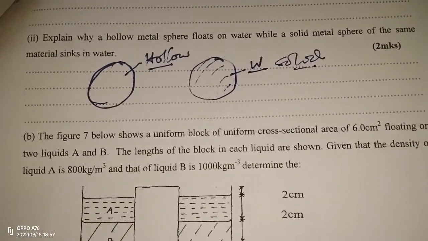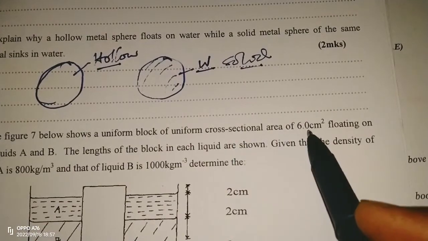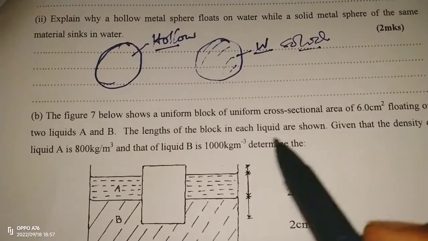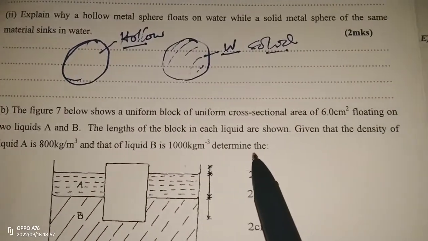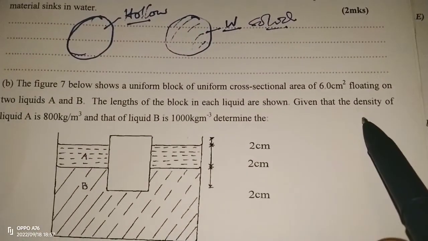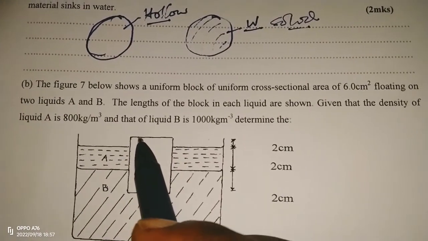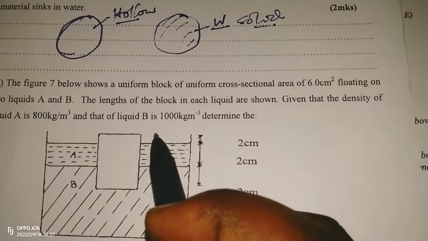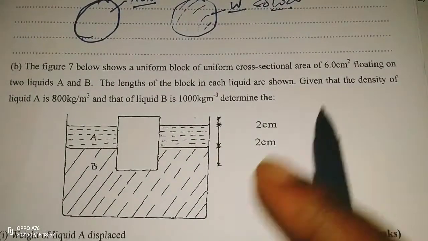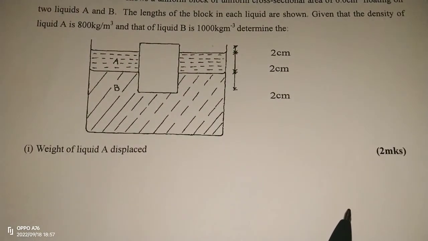Part B, we are told that Figure 7 below shows a uniform block of uniform cross-section area 6 square centimeters floating on two liquids A and B. The lengths of the block in each liquid are as shown. Given that the density of liquid A is 800 kilograms per meter cubed and that of liquid B is 1000 kilograms per meter cubed, determine part 1, the weight of liquid A displaced.